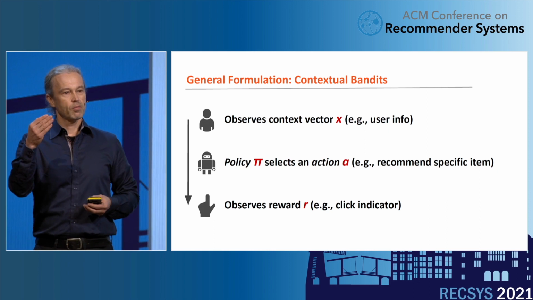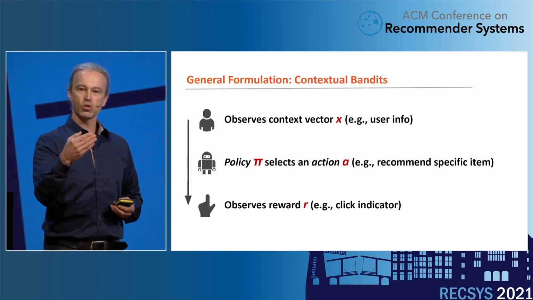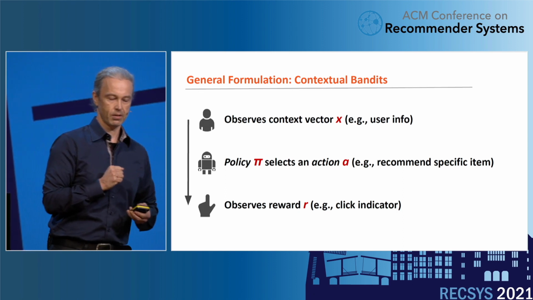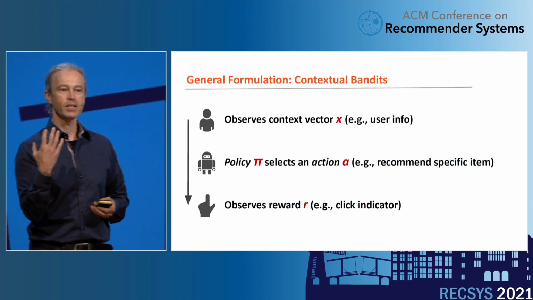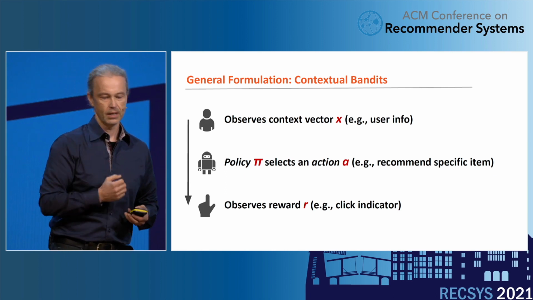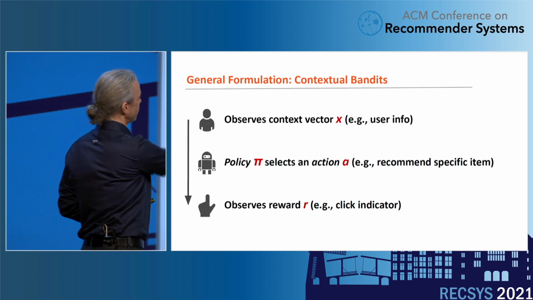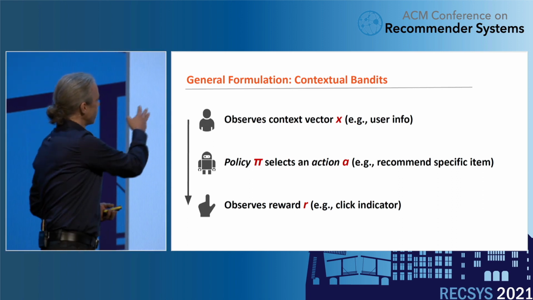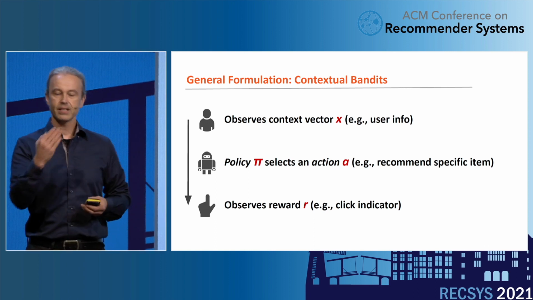So make this a bit more abstract. I think a lot of recommender systems problems can fit into the following theoretical setup. You have a context coming in, a user, a query, a description of that user, and we call that the context, and it's typically described by X. That's our input. Then we have a policy, that's our system, policy pi, that selects an action.